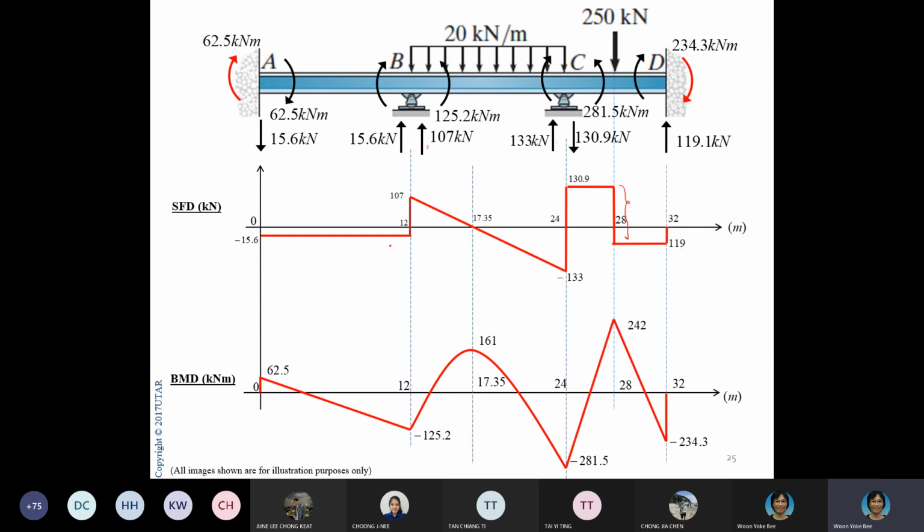So this is how you draw your shear force diagram, and of course you follow it with your bending moment diagram. Some people like to do the bending moment diagram first because you already have your internal moments. Once you have your internal moments, you know how to draw your bending moment diagram. But it really depends on the individual preference. Once you have gotten more practice, then you may want to start with the shear force diagram first.